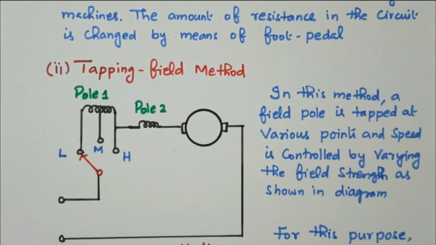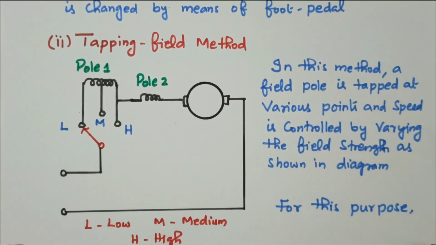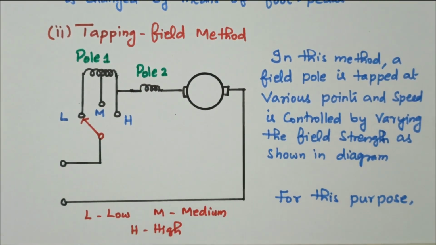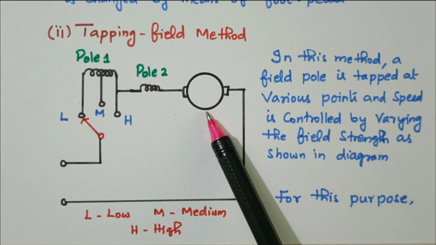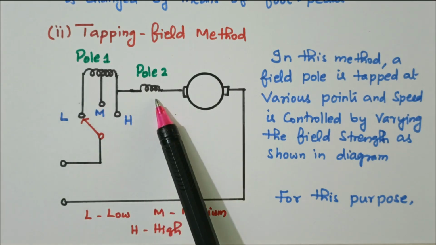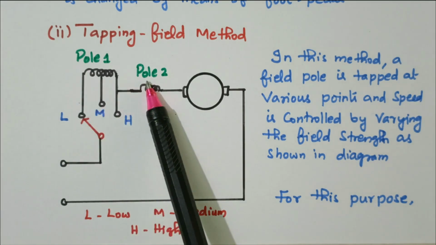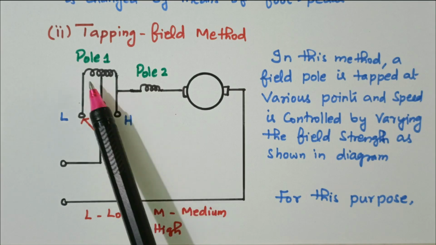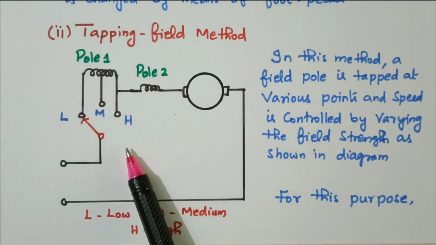The next one is the tapped field method. In the field winding, tappings are connected. So this is the rotating part, the armature. The 2 poles are available. One pole is fixed, it is commonly connected. Pole 2 is permanently connected. In pole 1, there are 3 tappings.